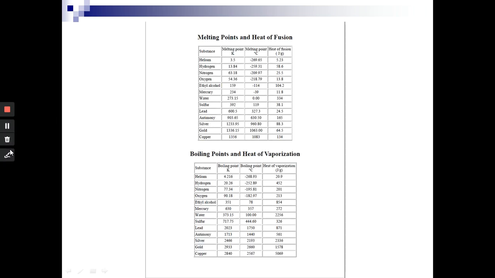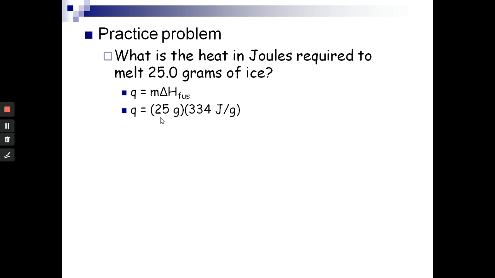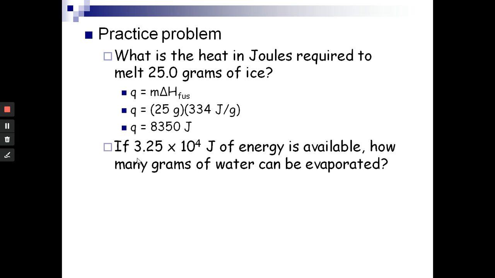I got this number from this handout, right? For the melting of water, we are looking at the heat of fusion, 334. That's how I got this number. So I'm going to go ahead and multiply these two numbers, reporting your answer in three significant figures. You get this number.